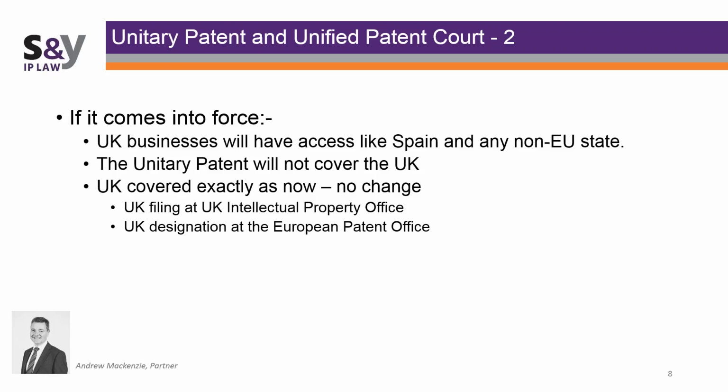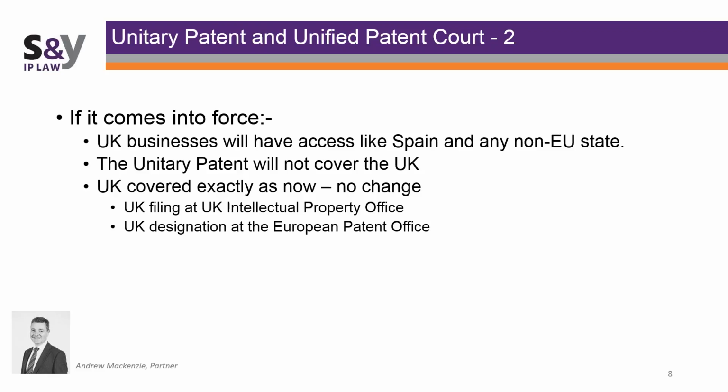Now, for the moment, let's assume that the court comes into being and the UK comes out and the unitary patent comes out. Then what we would be looking at is a situation where UK businesses would have access in exactly the same way as Spain, Croatia and Poland and any other country in the world that's not in the EU. So UK businesses will still be able to get a unitary patent, it just won't cover the UK. So it will be necessary, if you want wide European coverage, to either carry on as you do now with lots of national filings, or European filings with designations of all the European states, or perhaps a unitary patent which will cover all of the countries that have signed up to that.